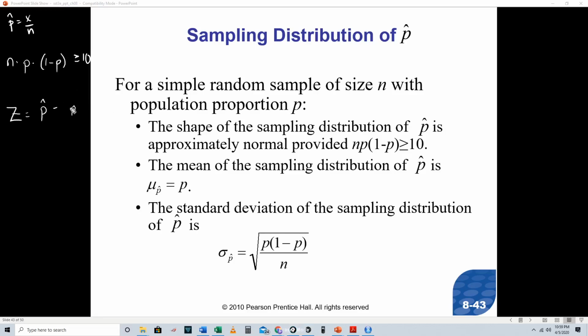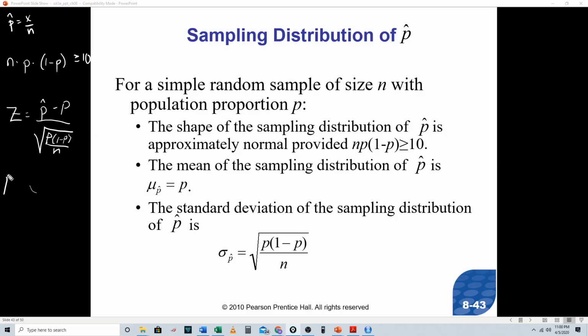So you'll see what that is in a second. We're going to say just p, all over sigma, which is going to be this fun thing, the square root of p times 1 minus p, all over n. And that is how you find z. So if you're asked to find z, you just plug this into a calculator. You have a calculator somewhere, or download one, easy enough to find. So that's how you're going to find z.